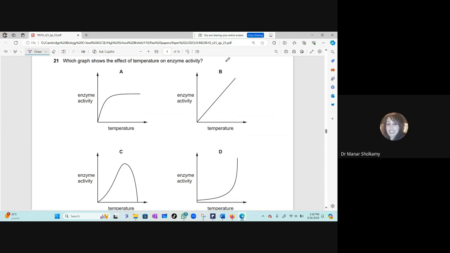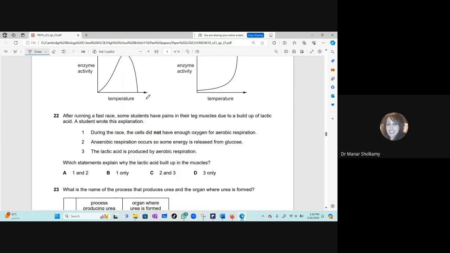This C graph is very popular. C. A, B, C, or D? C. Yes, we're very familiar with this graph.